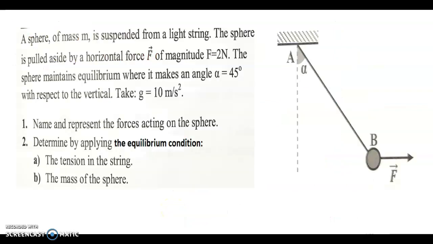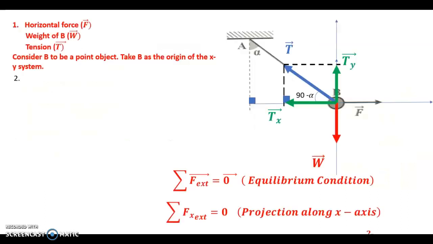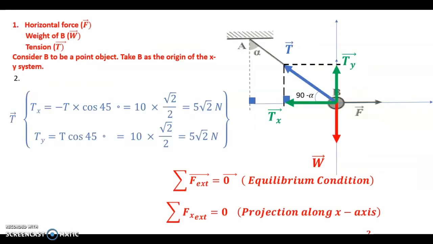Now, the second question is to determine, by applying the equilibrium condition, the tension in the string. So we start by projecting the forces. We have the T vector, with Tx and Ty components. T is represented along the string upwards. So we do an orthogonal projection on the x-axis for the x component and on the y-axis for the y component. So it's clear here that it's in the negative direction of the x-axis, so it should be negative.